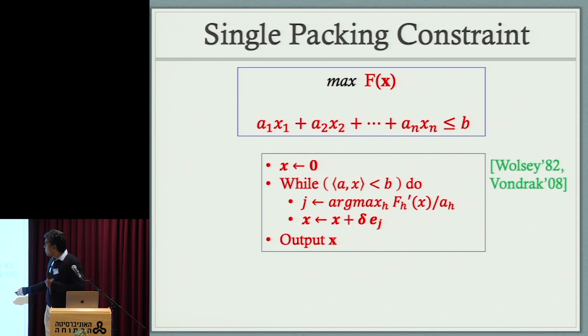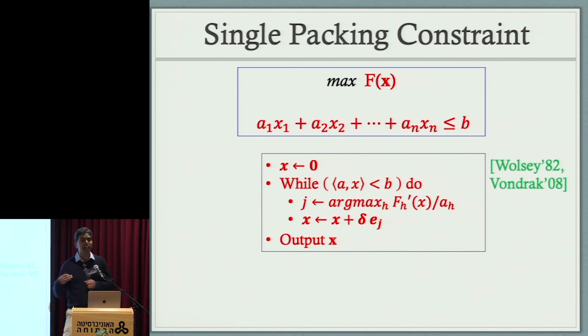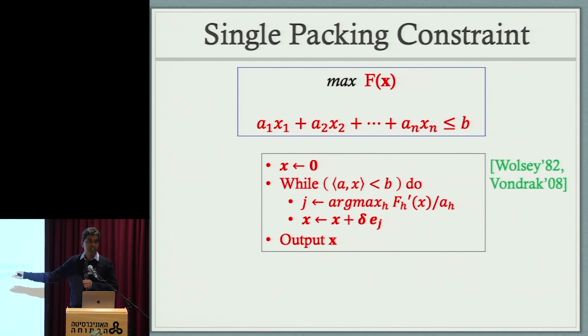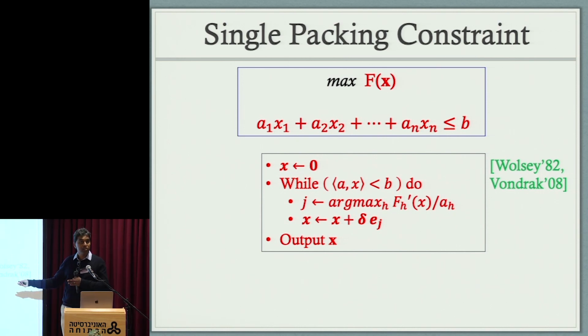You say, what is the coordinate which has the best gradient divided by A? If you want to do a greedy algorithm, what would you do for this problem? You would look at the element which has the largest marginal value divided by the size it contributes to the knapsack constraint. So I'm doing the same thing except in continuous time. I'm looking at the gradient, which is the proxy for the partial derivative, with respect to that coordinate divided by the size of that item. And I add a small amount of that item to my current solution X.